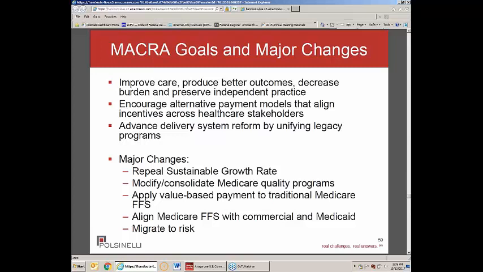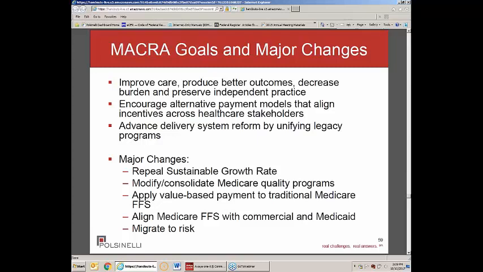So as we talked about, they want to improve care, have better outcomes, decrease the burden on providers, and preserve their independent practices. But they also want to encourage alternative payment models that align incentives across the various stakeholders and advance the delivery system reform by unifying the legacy programs. And by that we mean bringing all of the fee-for-service programs into these advanced delivery systems, and it's really changing the way we think about healthcare, how healthcare is delivered and how it is paid for.